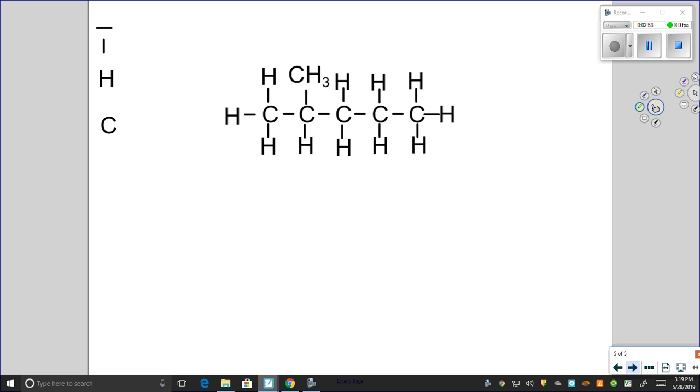Now I'm going to make it a little bit more complicated. We're going to talk about what happens when we get a branch or a side chain. This would be a side chain. It is what we call a group that hangs off of the main chain. This is considered our main chain. It's the longest continuous chain in the molecule. Anything that branches off of that is a side chain.